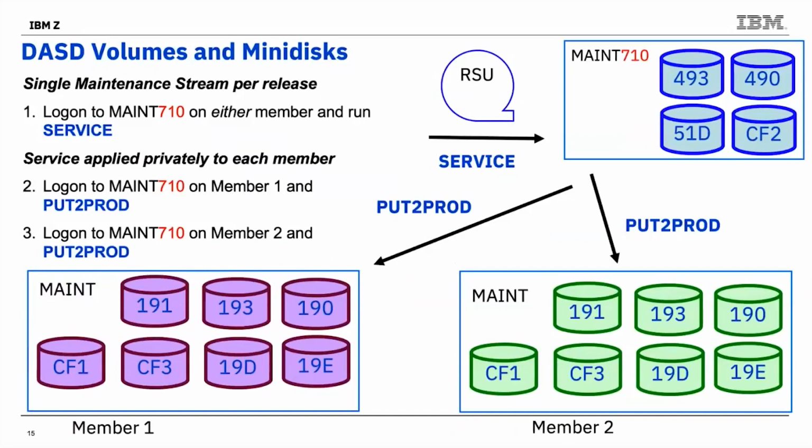So each member now in the cluster will have separate production disks, which actually lets us push service into production for each of the members individually. We're ready to do that. We follow a pretty simple process, right?